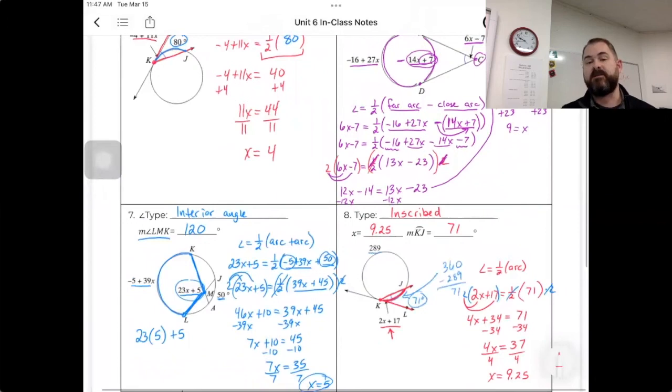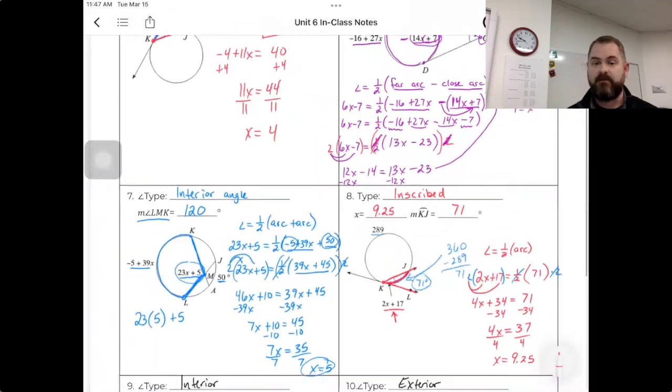I want you to try the next few problems. Try 9 through 12, the last 4 problems, 2 on the bottom of this page, 2 at the top of the next. Pause the video to give yourself time to try that. If you have your answers for these 4 now, if you need more time, pause the video. But otherwise, these are the answers you should get for 9 through 12.